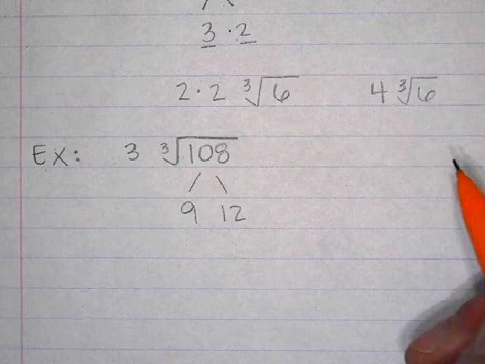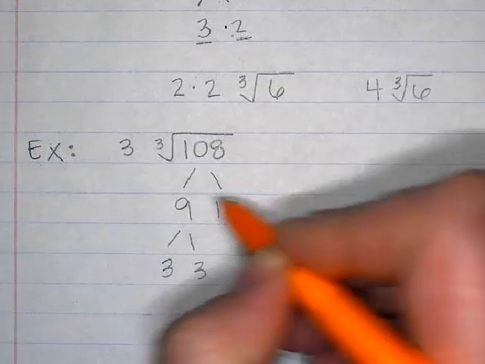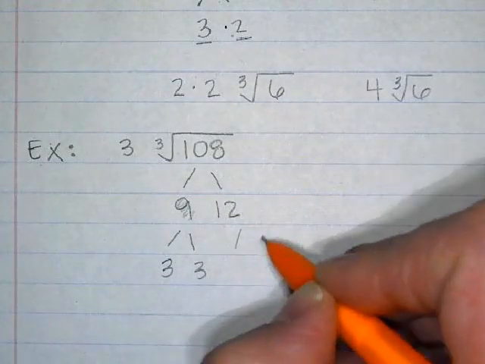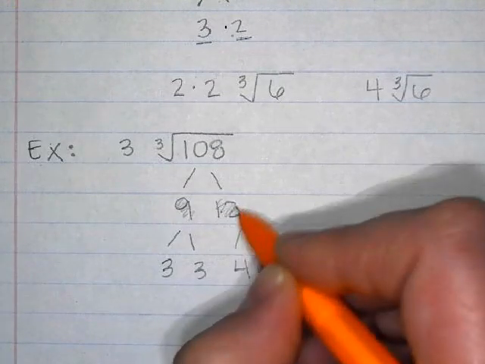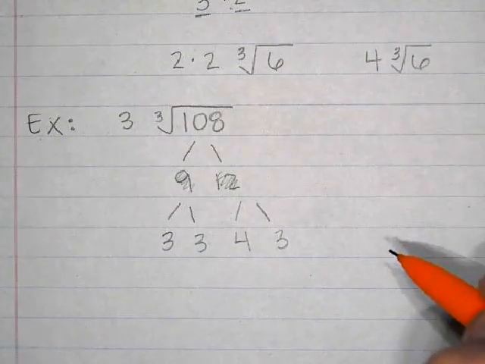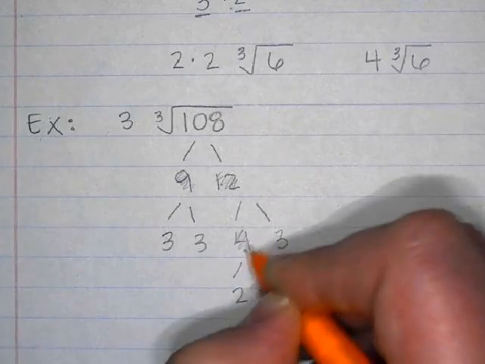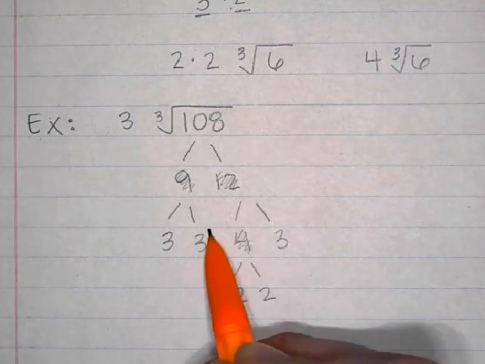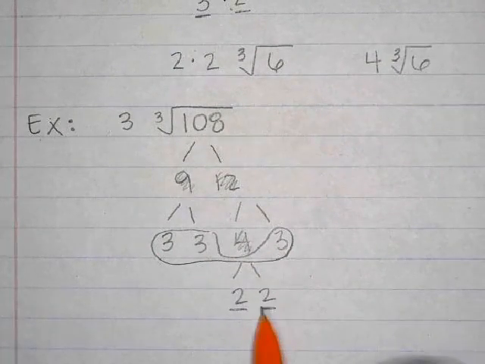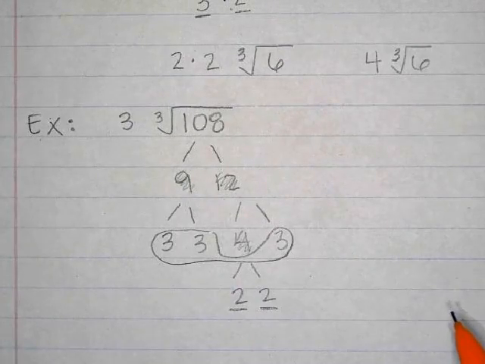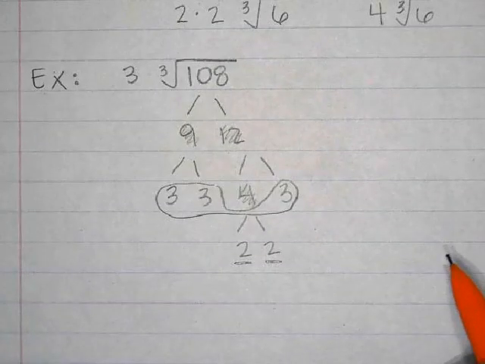Okay. And then how do I break these down? 3 and 3, and 4 and 3. And then the 4 is going to be 2 and 2. So we have a triple of 3's and a pair of 2's, but the pair doesn't mean anything to me this time because I'm doing a cube root, not a square root. I don't care about pairs, but I do care about triples. So what should I do?